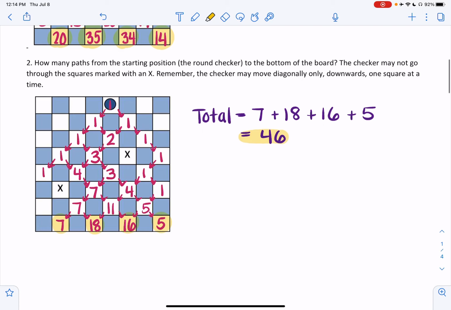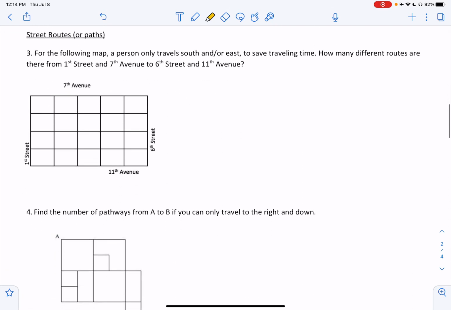Okay, so the next application that we commonly use are street routes or paths. So for the following map, a person travels south and or east to save traveling time. How many different routes are there from First Street and 7th Avenue to 6th Street and 11th Avenue?